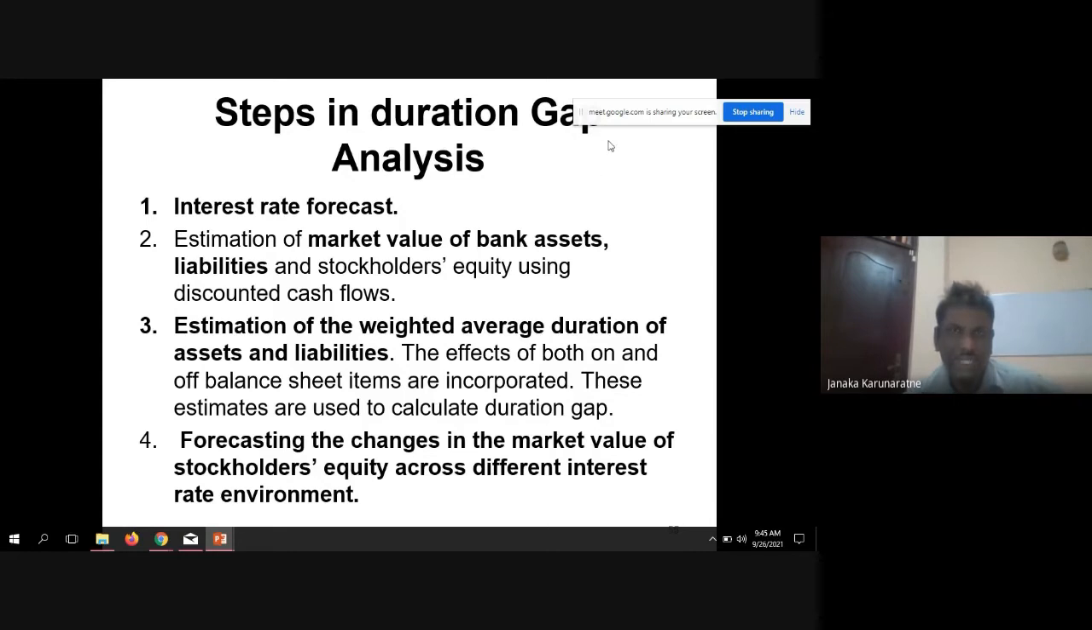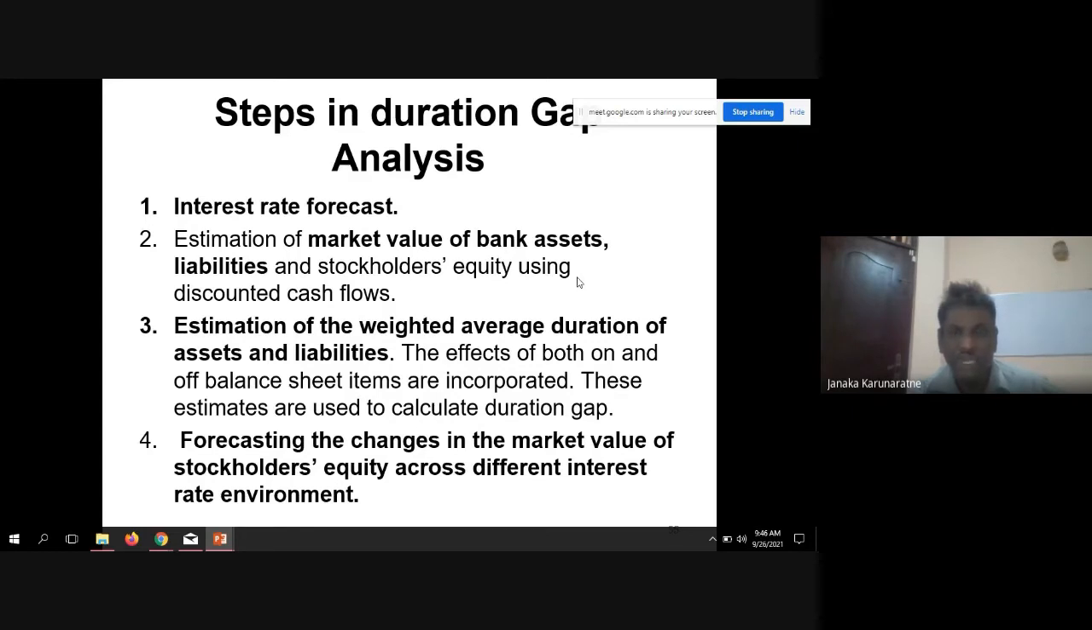So what are the steps in duration gap analysis? You have to forecast interest rate. You have to see what is going to happen. Okay, it's a dynamic concept. Then you have to estimate market value of assets and liabilities, because when we talk about duration model, we have to take the present values, meaning the market values of cash flow and the time factor. Then we have to estimate market values in order to compute duration.